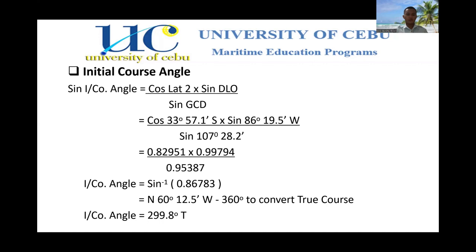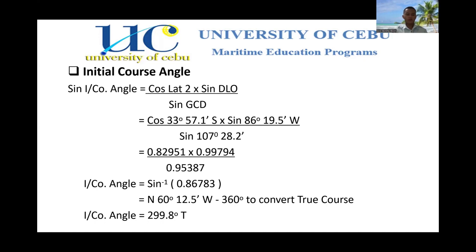Next, the cosine latitude 2 has the equivalent of 0.82951. And multiplied by our sine d long, which is 0.99794, divided by the sine GCD, which is 0.95387. Since we need to find our initial course, we have to transpose the formula.